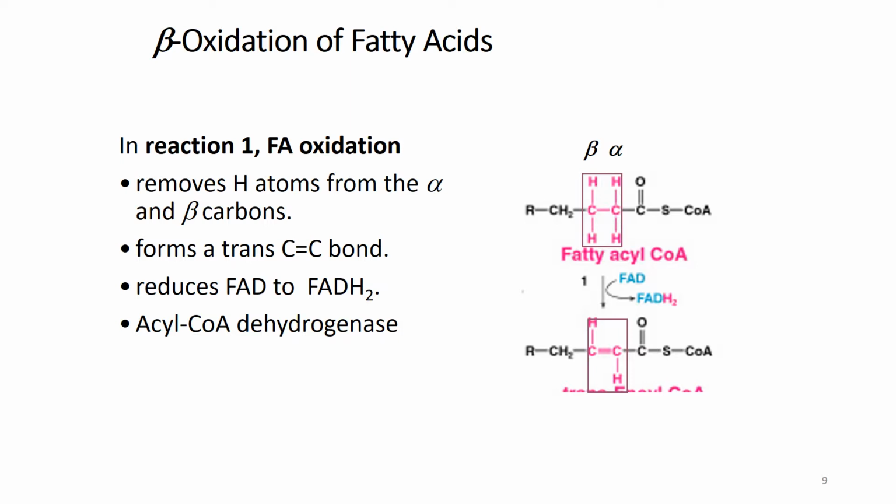So the first step, or the first oxidation, we have this fatty acyl CoA. Okay, so here's our fatty acid. We are going to remove hydrogen atoms from the alpha and the beta carbon, and form a double bond. At the same time, we are going to reduce FAD to FADH2. The enzyme required here is acyl-CoA dehydrogenase. And what we produce is trans-enoyl-CoA.